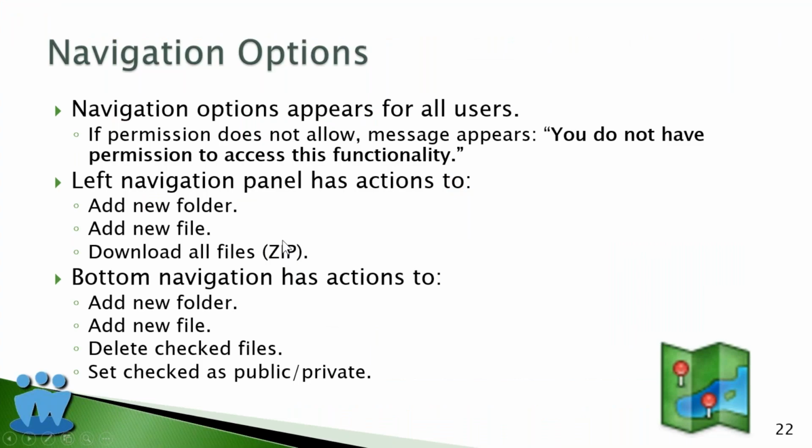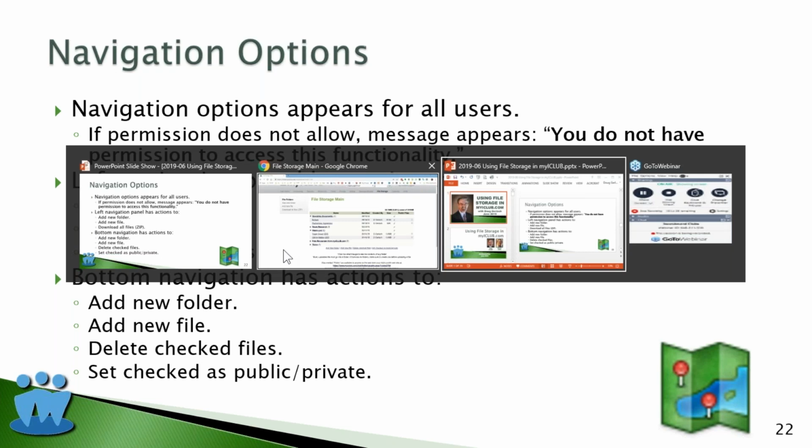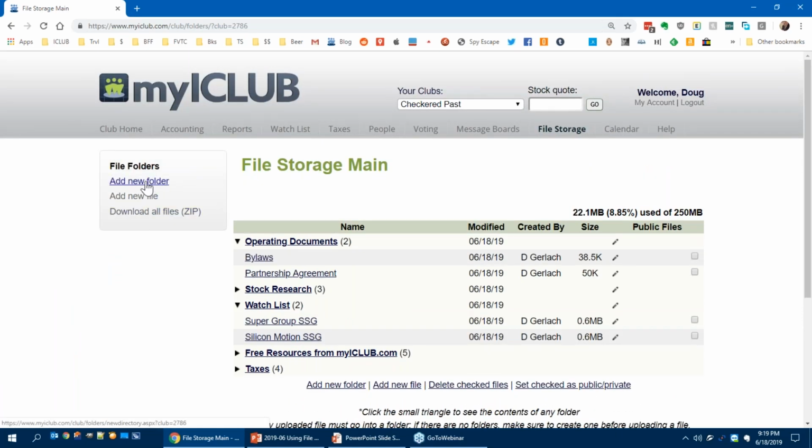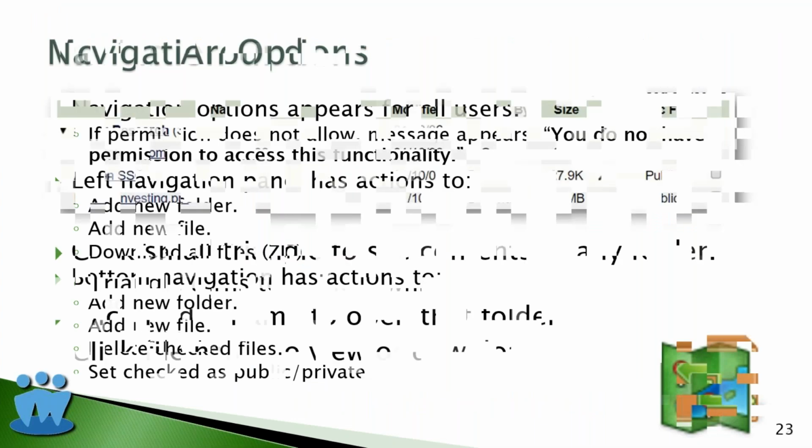There is a navigation panel on the left side that has some additional actions to add a folder, add a file, or to download all the files, and I'll talk about that. And there is navigation across the bottom to add a folder, add a file, delete checked files, or set the files as public or private. Now, the menus, importantly, are the same for all users, so not everyone may have the ability to add a new file or add a new folder, but they still see the menu option. They would get a message that says you do not have access to that functionality. So just keep that in mind.